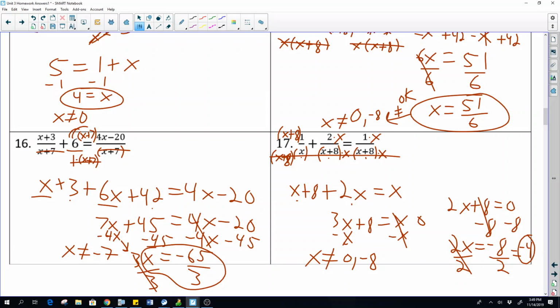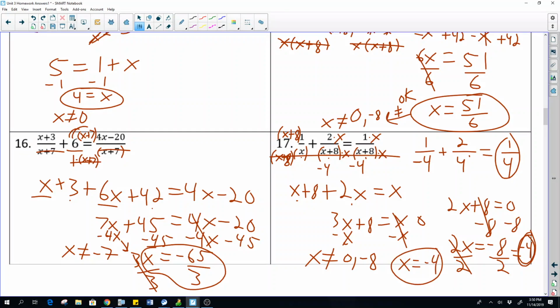And if you really wanted to plug it back into the original, you would see that it works. That's 1 over -4, and then 2 over -4 plus 8, where 8 minus 4 is 4. Oh, that's supposed to be a plus symbol, sorry. And then on this side, you get 1 over x plus 8, so 1 over 8 minus 4 is 4. So that works. Look, 2/4 with the -1/4 is 1/4. So yep, -4 does work as our solution. So x equals -4, which is not extraneous because it's not one of our exclusions.